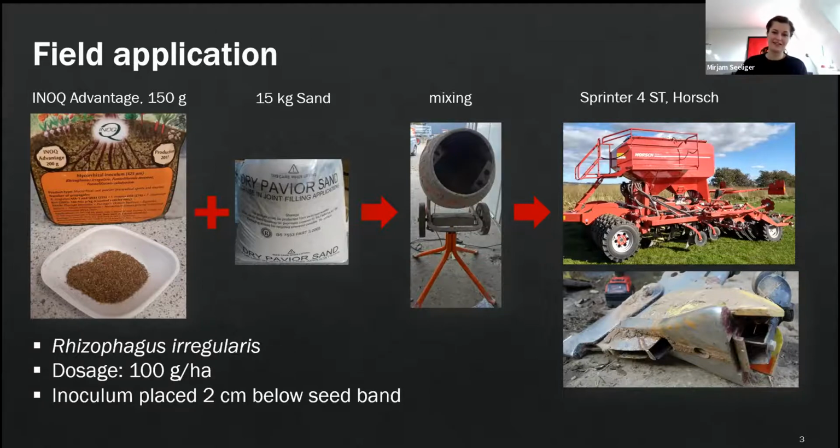So we wanted to facilitate that by placing the inoculum below the seed band. And therefore, we got this specific machine provided that could drill the seeds and then place the inoculum band 2 centimeters below the seeds. In that way, we would have the simultaneous application of seeds and inoculum. And what I forgot to mention, all the inoculum was composed of Rhizophagus irregularis, I think the main species that was also mentioned today in the presentations.